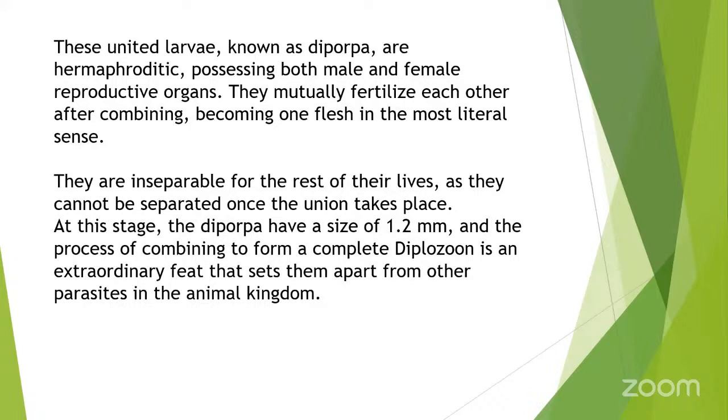At this stage, the diporpa have a size of 1.2 mm, and the process of combining to form a complete diplozoan is an extraordinary feat that sets them apart from other parasites in the animal kingdom.